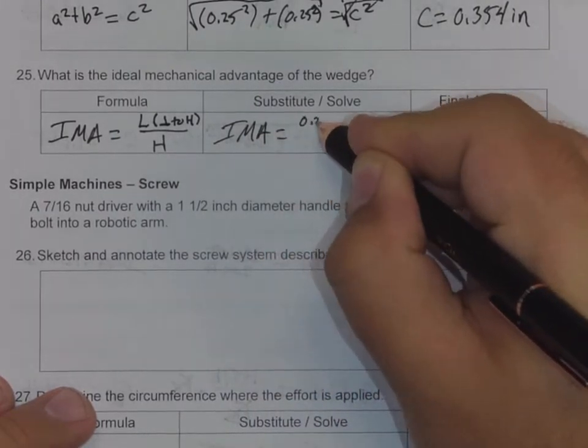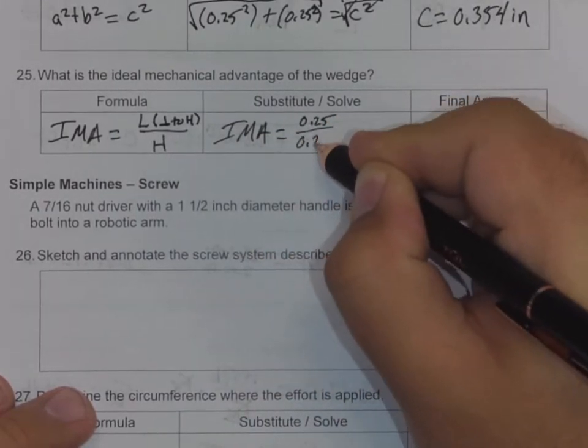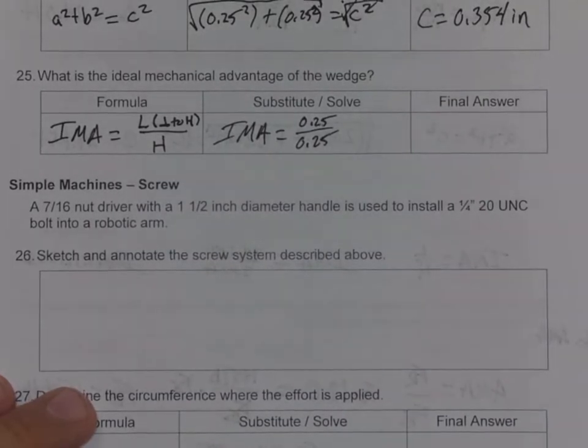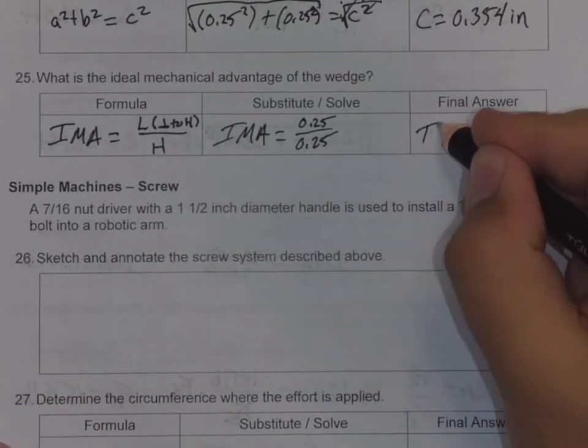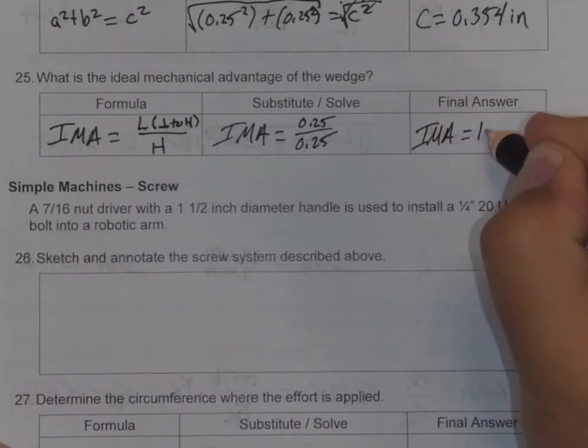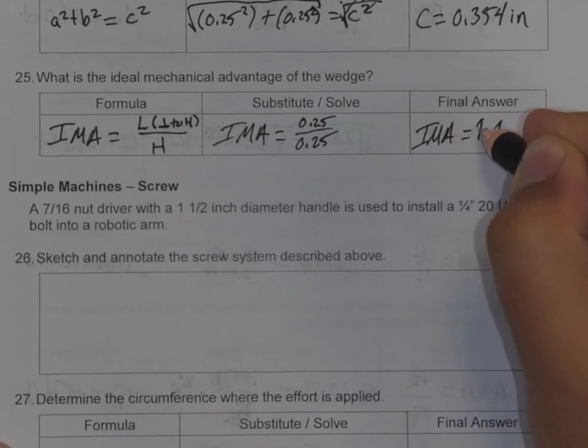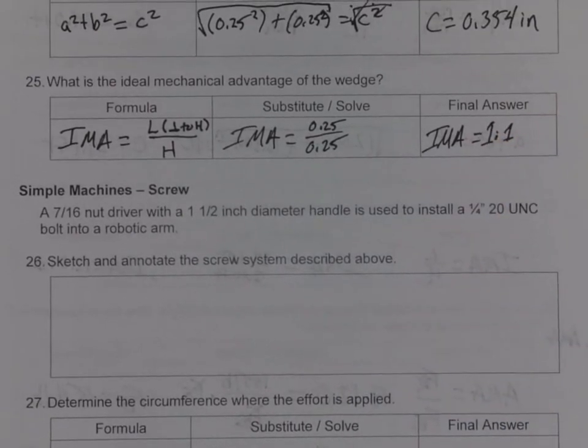So as I apply this into the formula, IMA equals 0.25 over 0.25, and now I can see that my IMA is going to be a 1-to-1 ratio for the wedge.